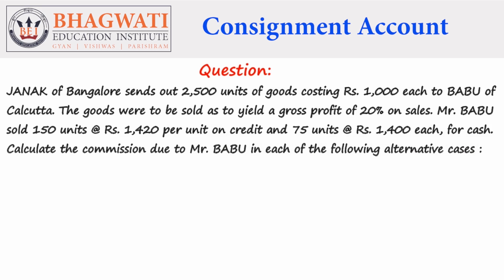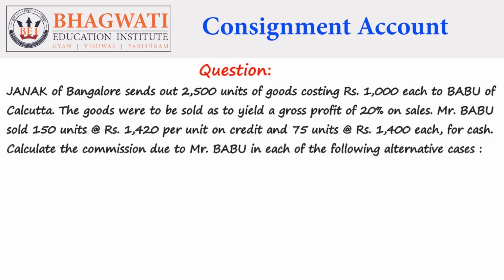Here Mr. Janak is a consignor who is sending the goods. Here Mr. Babu is the consignee who will be selling goods on behalf of the consignor, and he is acting as an agent. Here Janak has sent 2,500 units, but that will be irrelevant for my calculation of commission, because commission is never calculated on units sent, but on units sold, or you can say total sales value. The goods were to be sold so as to give a profit of 20% on sales. Now 20% on sales denotes the specified selling price. The consignor is specifying a price at which you should sell. We are going to discuss this in depth when the type of case comes. Now, here he has sold goods for cash as well as on credit.